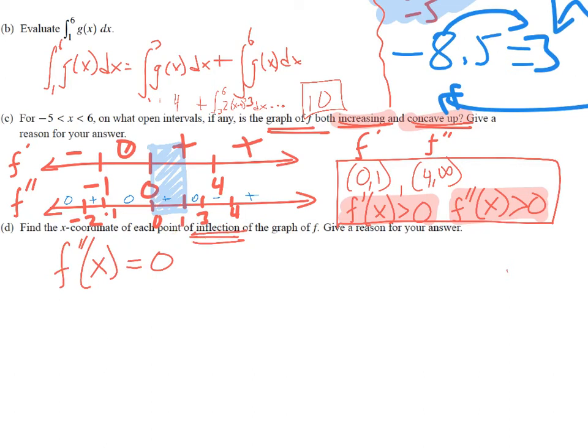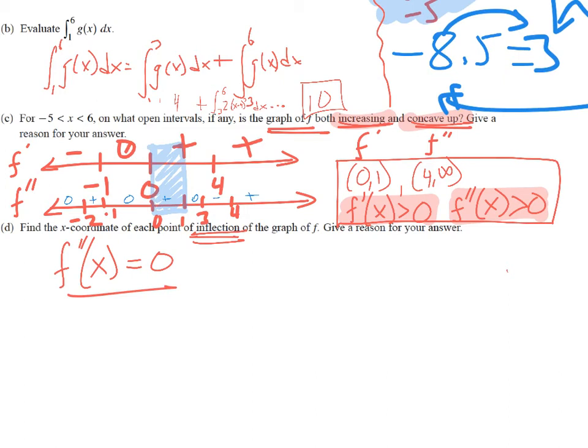Inflection, we want f double prime equal to 0. Well, we have that here. Okay, and by the way, this work will often earn you points here. So sometimes they will look back there. But this is our reason here, okay?